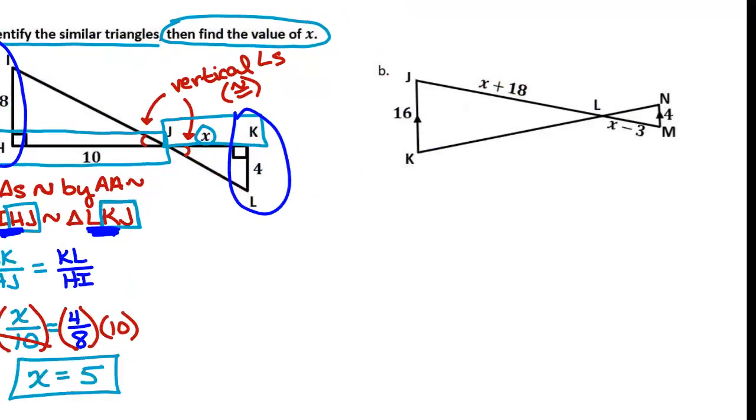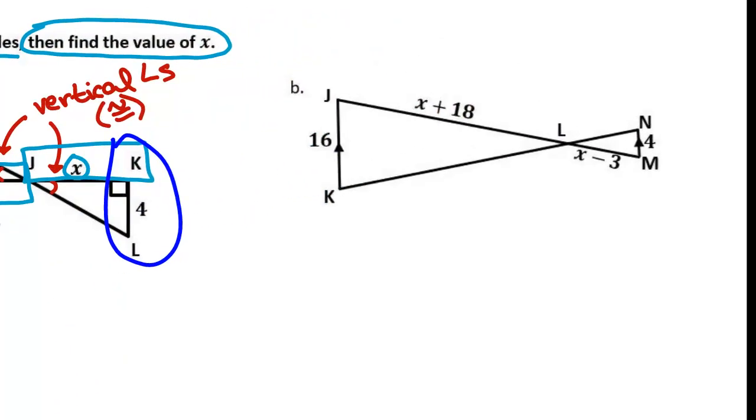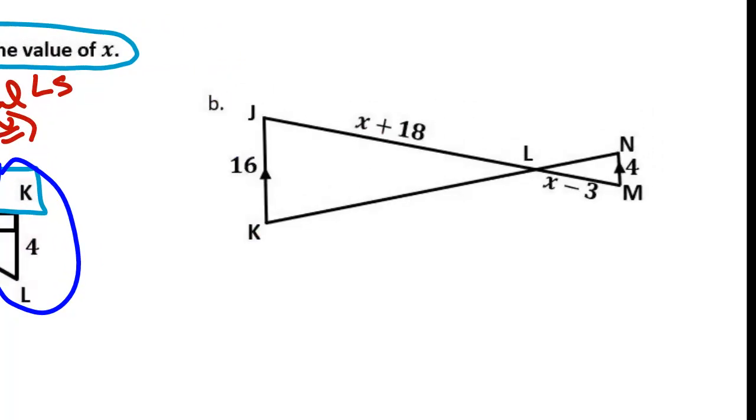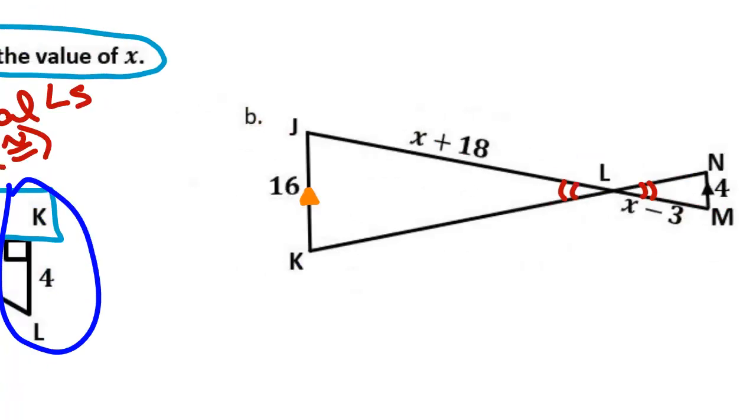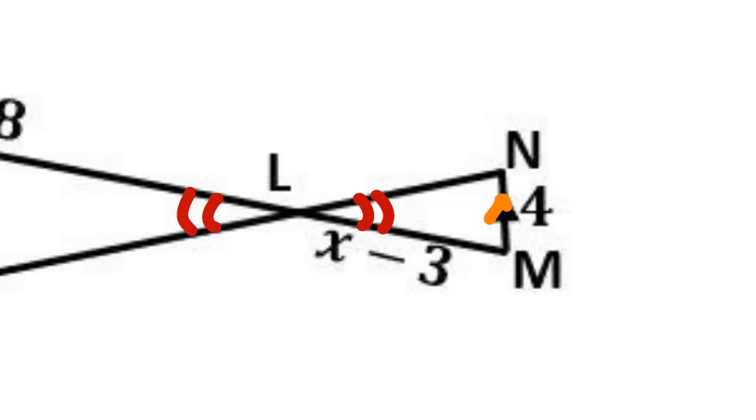Let's see how far we can get on part B. I don't know if we'll finish it, but we're going to get as far as we can. Is there anything I'm allowed to mark just because? Vertical angles. So angle L on one side is congruent to angle L on the other side. There's something else I notice. JK has this little arrowhead on it. NM has the same. You're right, it's parallel.